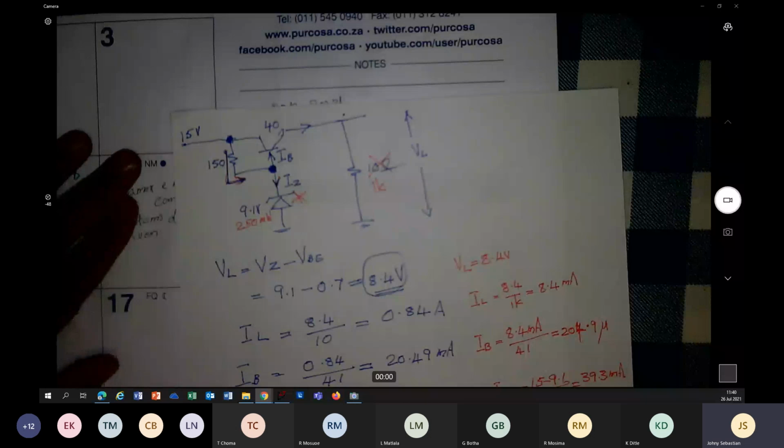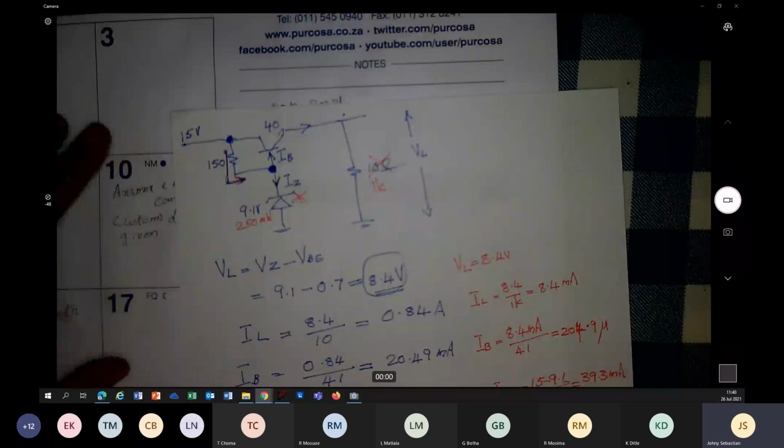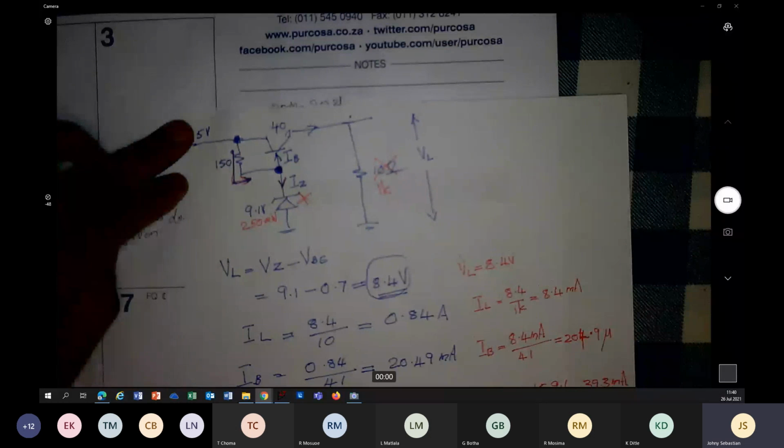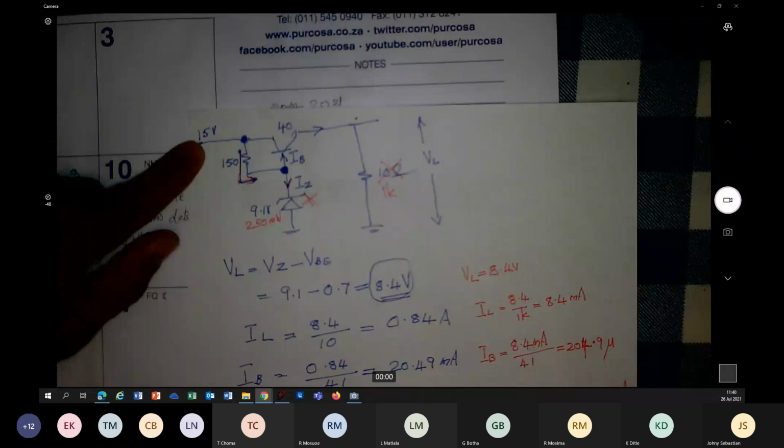Why? Simple reason, we made a bad choice in our design. This is one of the problems we have with Zener diodes. Remember, we did not even change the input voltage. We only changed the value of the load current.